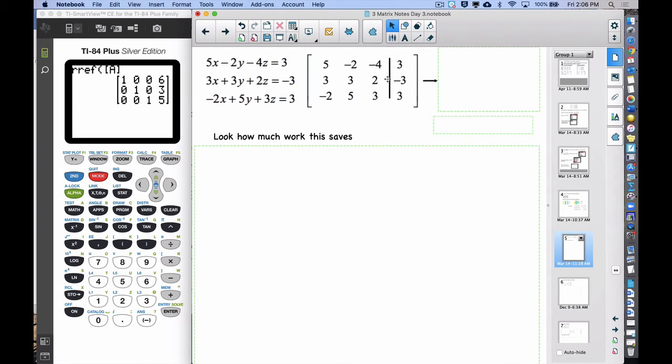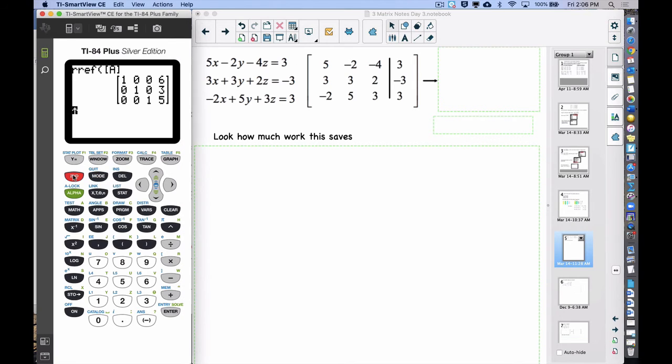But then we need to enter those values into the matrix. So go to second, hit the matrix button. We're going to edit this matrix. It's still a 3x4, and go ahead and enter your values. Okay, you might want to pause while you type those in so you can follow along.